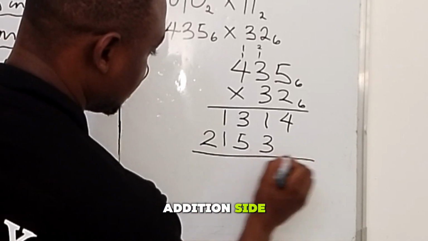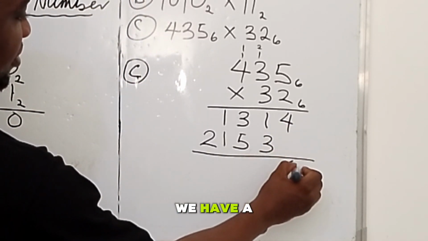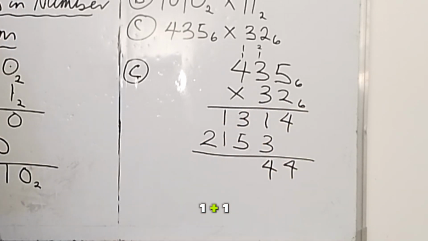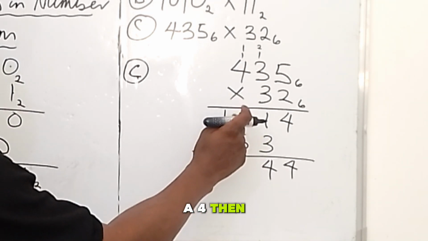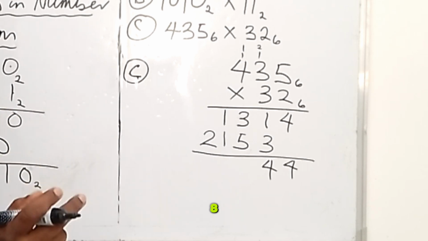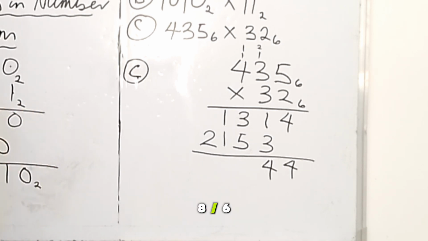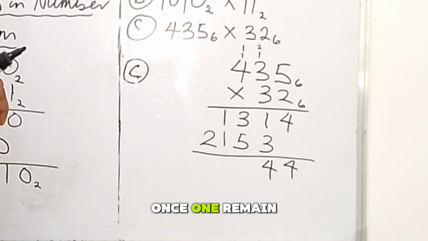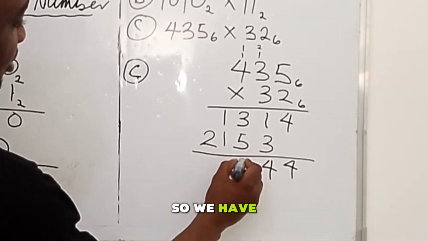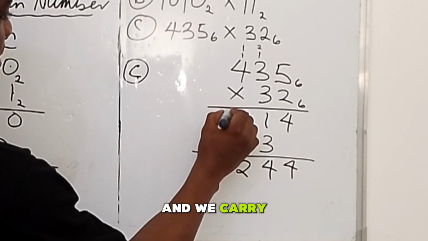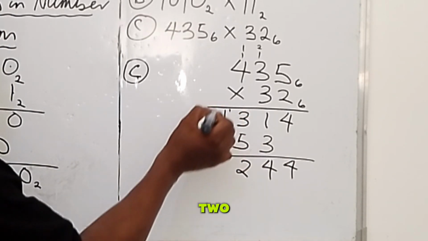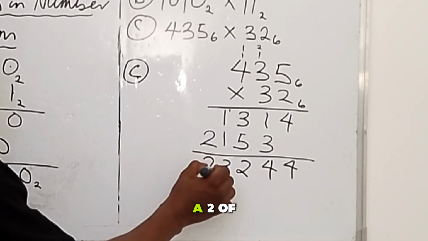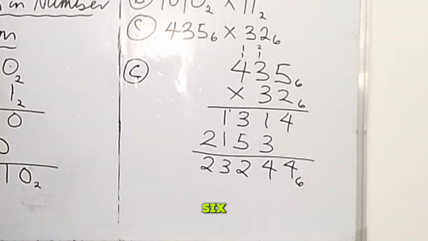Now for the addition side, we have a 4, we have a 4, that is bring down the 4. 1 plus 3 is a 4. Then 3 plus 5, 8. 8 divided by 6 is 1 time. Once, 1. Remainder what? 2. So we have a 2 here and we carry a 1. So we have 1 plus 1, 2. 2 plus 1, we have a 3 and then a 2. Of course, in base what? 6.